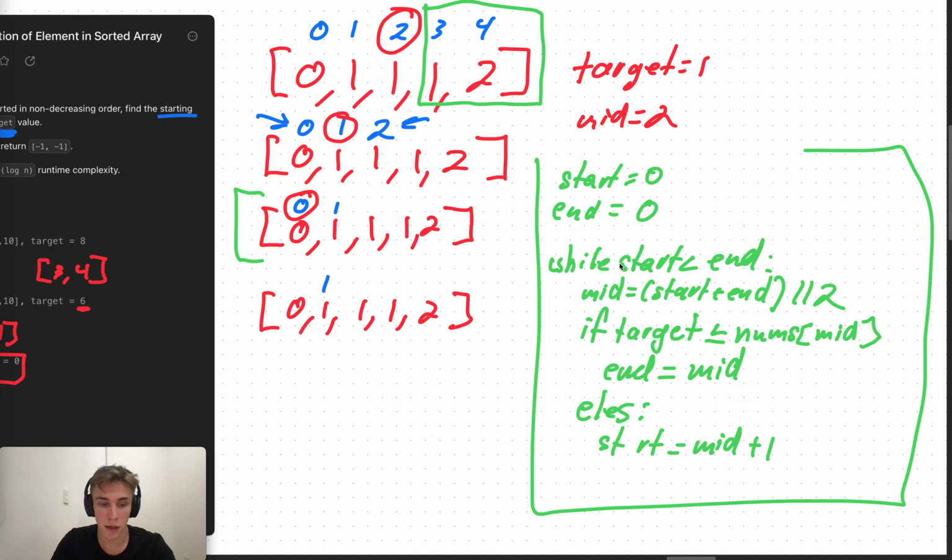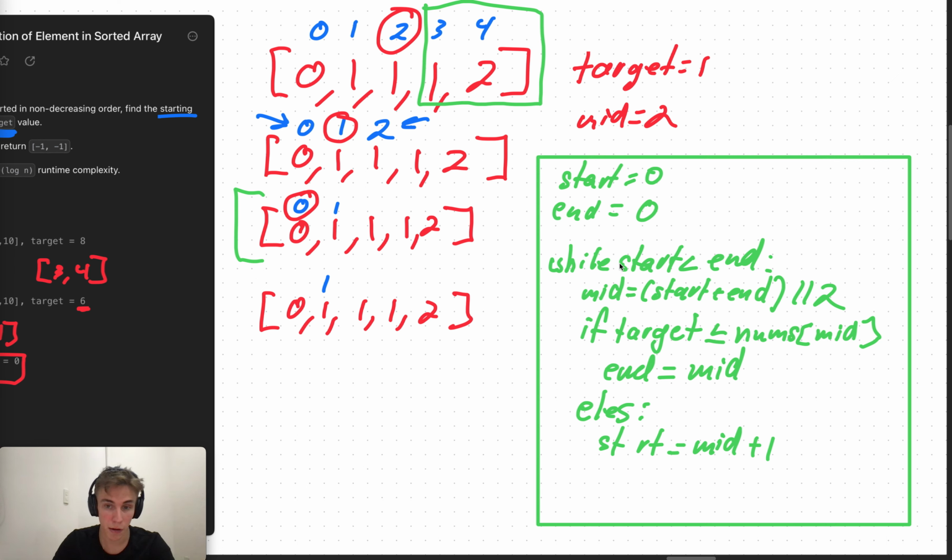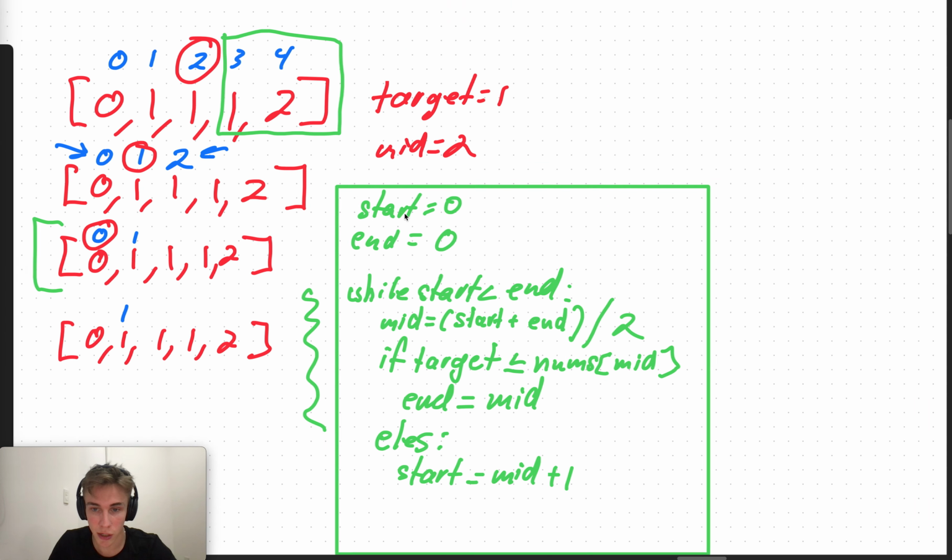Now, why is this not enough? Well, because we need to find the rightmost element too. And what you're actually going to find, let me rewrite this, is you can't really modify this code right here to suit our need of finding the rightmost value. Why? Because of a situation like this.